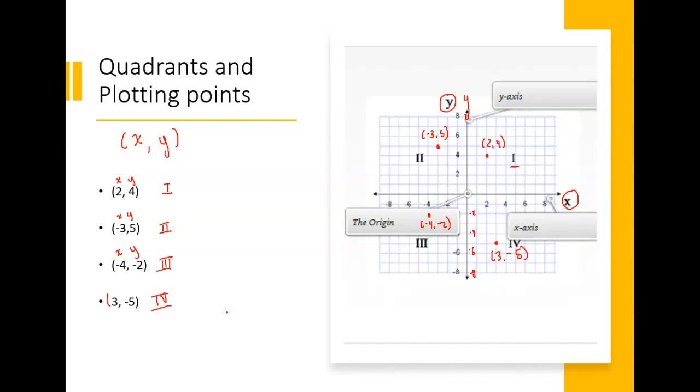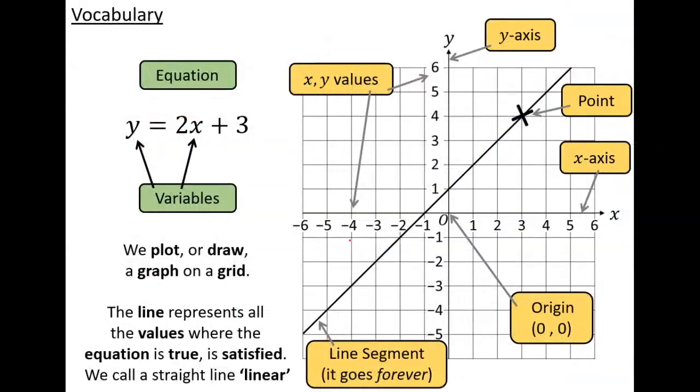That's a pretty important thing to know because we're going to have to plot several points in order to graph linear equations. So just a bit of vocabulary here. Anything that looks like this, that has our x's and our y's, our variables, we call an equation. And in this case, we call this a linear equation. We plot or draw a graph on a grid, which is what you might refer to as graph paper.